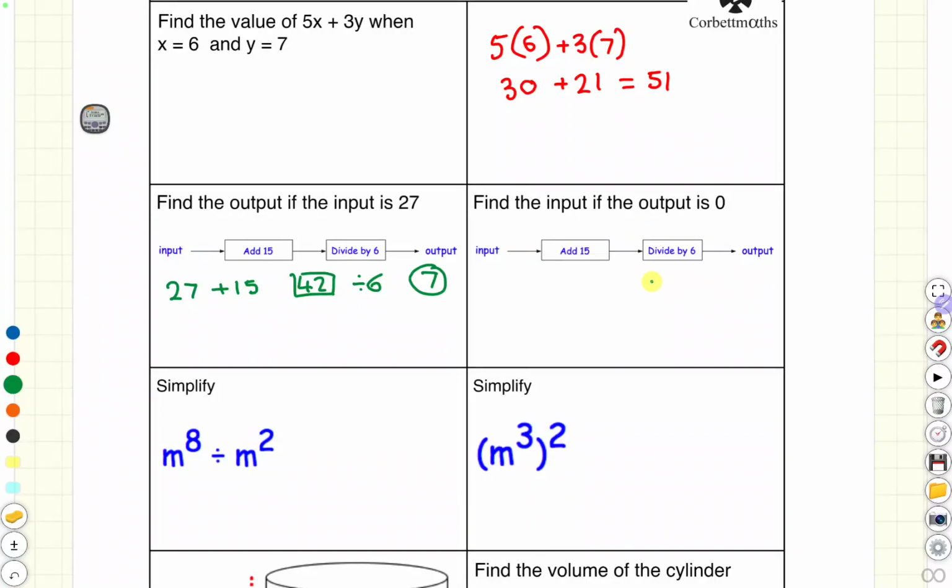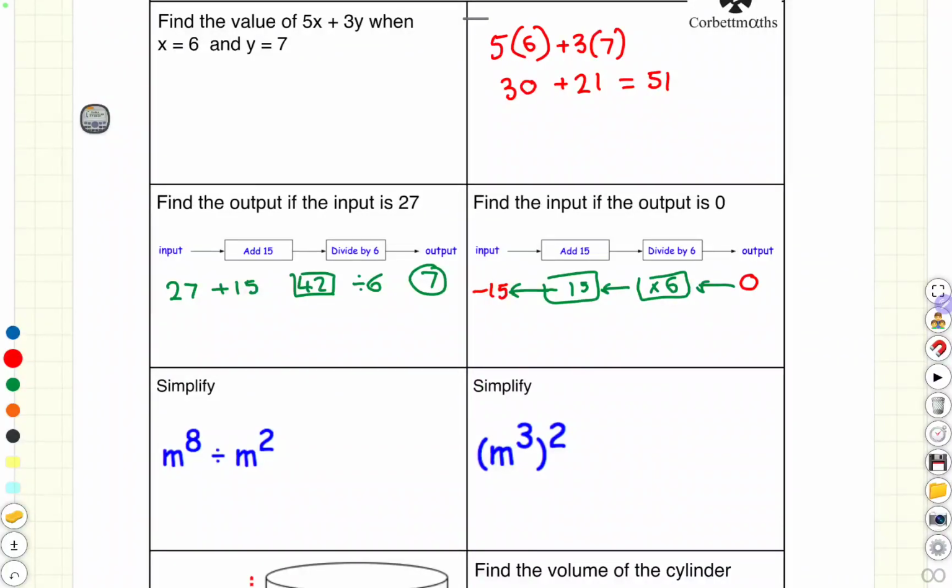There's a bit more work to do this time, because if we reverse the number machines, we must reverse every one of the functions within there. So that means that these become these new machines, which are the opposite of what were before. So now let's start with an output of 0. So 0 times by 6 is 0. 0 take away 15 is minus 15.